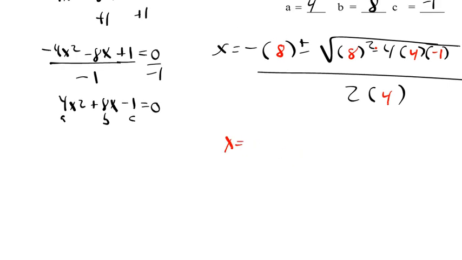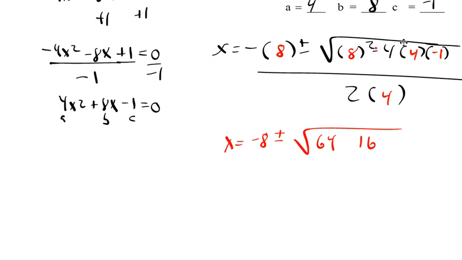So x equals a negative times a positive. It just gives us a -8. So we can get rid of those parentheses. 8 squared right here is 64. 4 times 4 times 1 is 16. I always just do the numbers first and then let's talk about the signs.